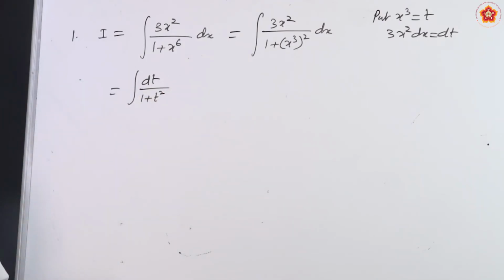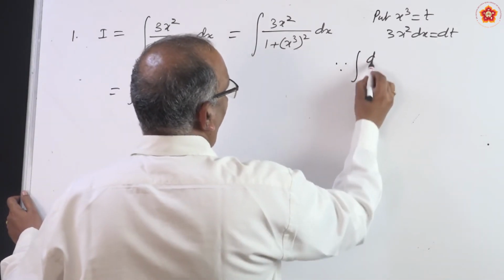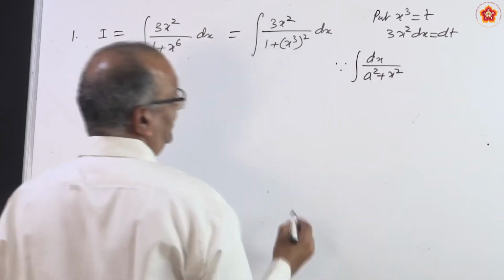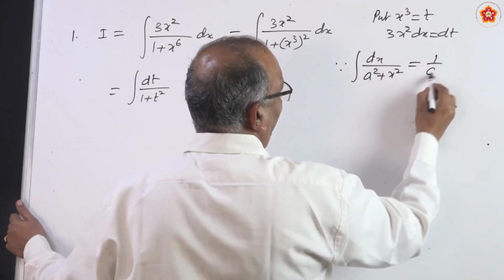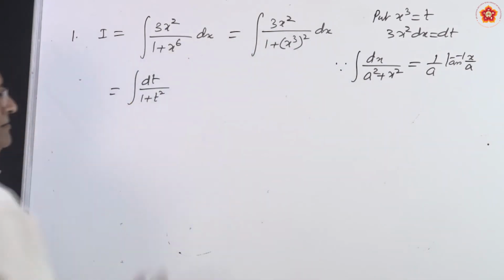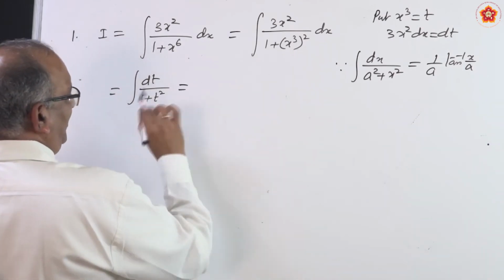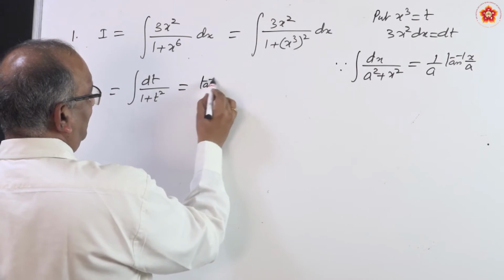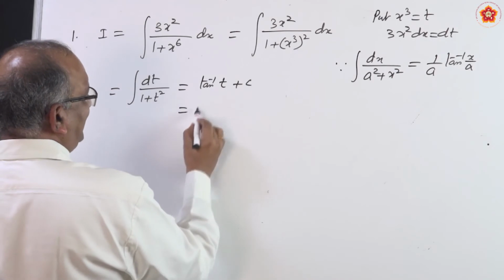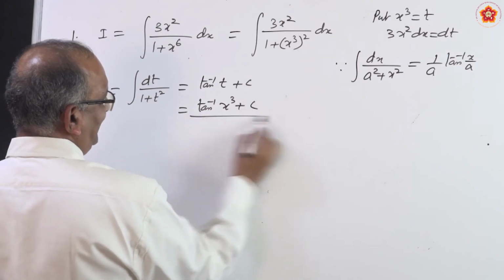And you know the formula. What is the formula you have learnt? The integral of dx upon a square plus x square is equal to 1 upon a tan inverse x by a. In place of a we have 1. In place of x you have t. So this can be written as 1 by 1, we don't need to write. It is directly tan inverse t. Substitute back what is t? It is tan inverse x cube plus c is the answer.